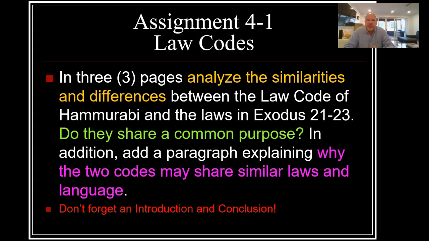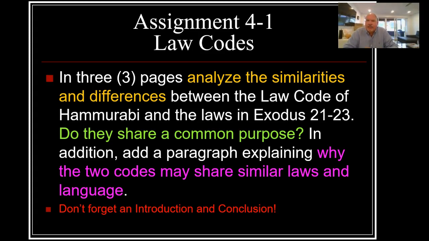So as you're analyzing, always an introduction and a conclusion needs to be involved. Then I want you to analyze similarities and differences. The easiest way to do that is to start with a review of what the law code of Exodus 21 to 23 tells us, and then what the law code of Hammurabi is, and what it tells us. When were they written? How were they found? And in the case of the Hammurabi law code, what was the significance? Were they ever followed? All those types of details.